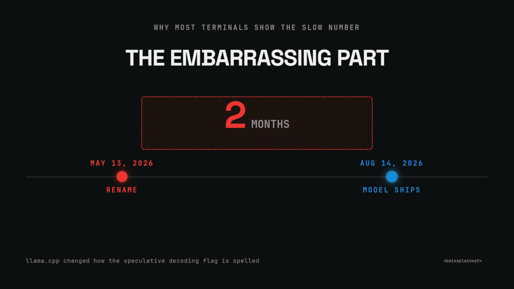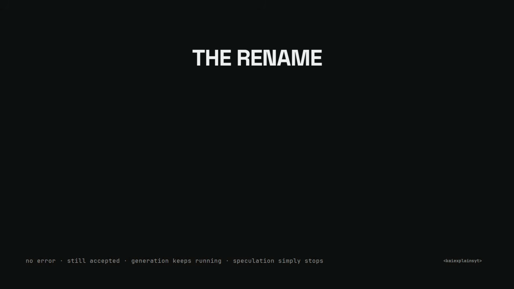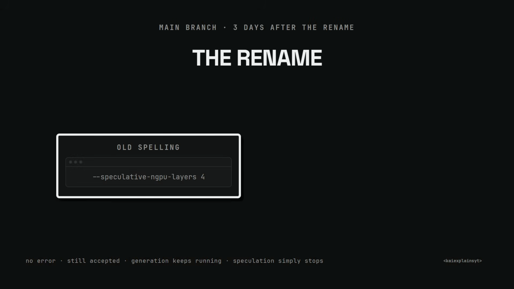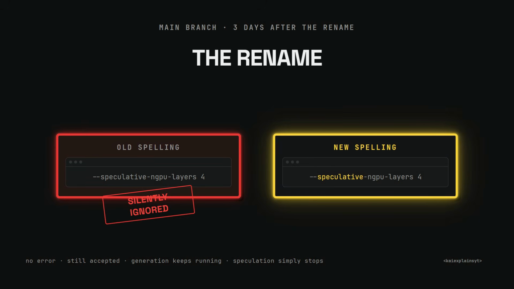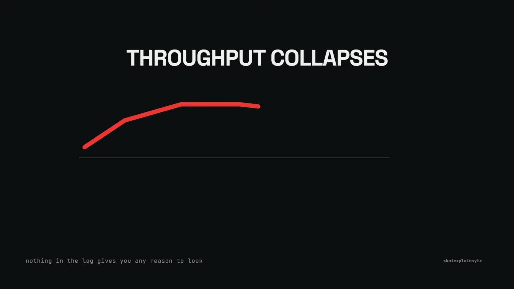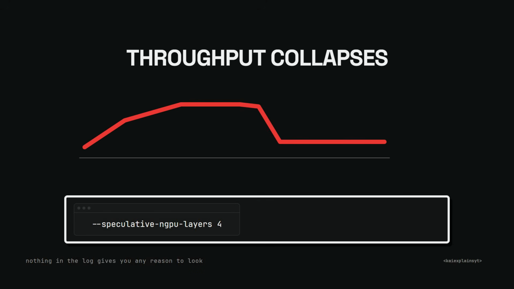Here's the embarrassing part, the part I promised to tell you. And I'm telling it because I believe this is why most people's terminals are showing the slow number. On the 13th of May, 2026, 3 months before this model existed, the llama.cpp project changed how the speculative decoding flag is spelled. Multi-token prediction itself landed in the main branch 3 days after that rename. The old spelling was not removed with an error. It's still accepted. It just gets quietly ignored. Generation keeps running. Speculation simply stops. Your throughput collapses. Your command line still reads correct. And nothing in the log gives you any reason to look.